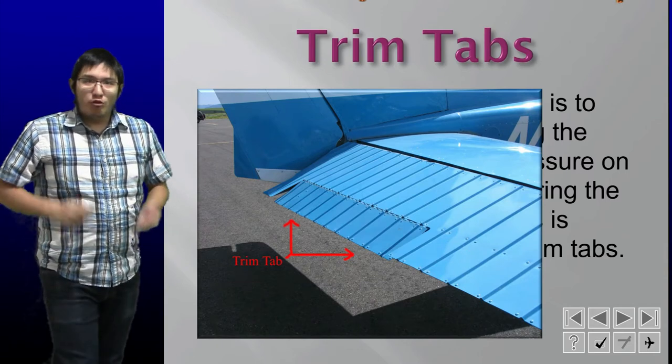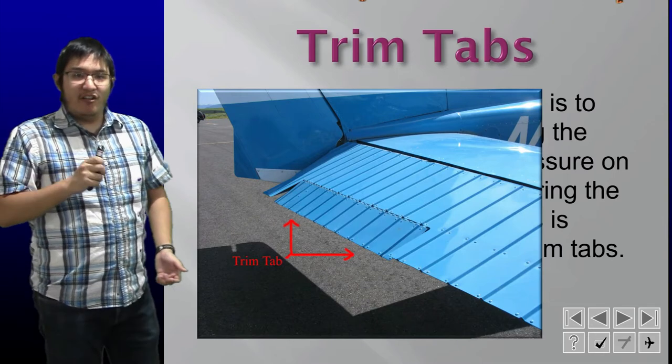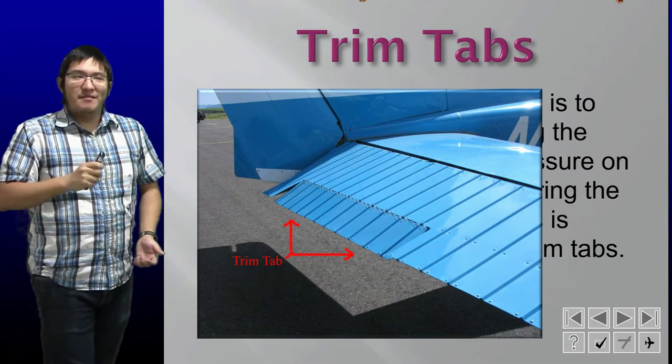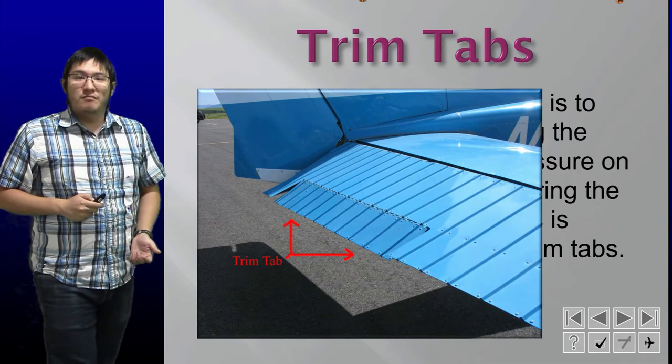So what we're essentially doing is we're changing the amount of lift generated by the elevator itself, or by the trim tab essentially. And that extra lift helps us keep the elevator at a certain angle.